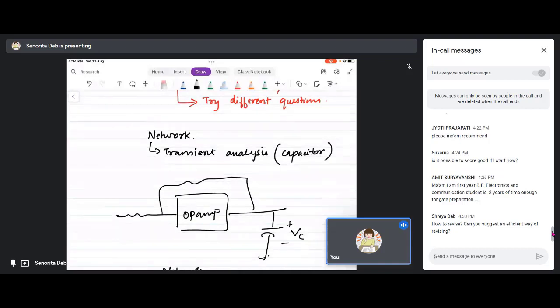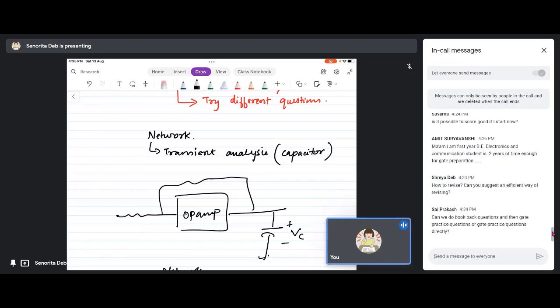Okay, one student is asking how to revise. Can you suggest an efficient way of revising? So what you can do is, suppose you are starting, okay? You started with 2 subjects per day, network and signals and systems. You are listening to a lecture, trying to solve, listening to a lecture, trying to solve, two subjects per day. Now suppose your network theory is done, and now you have to start with control systems, and any other subject in parallel.